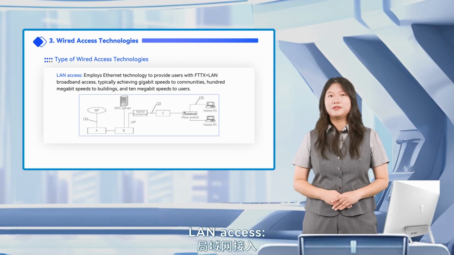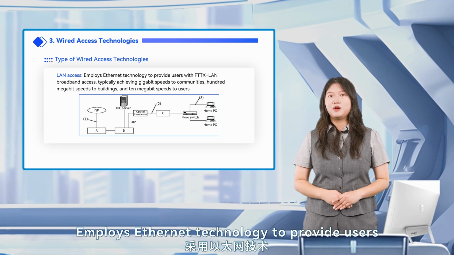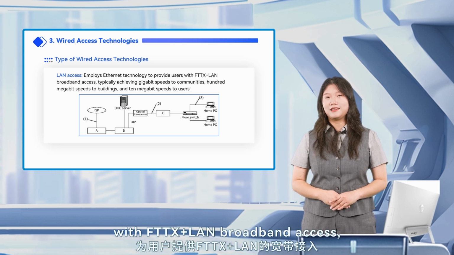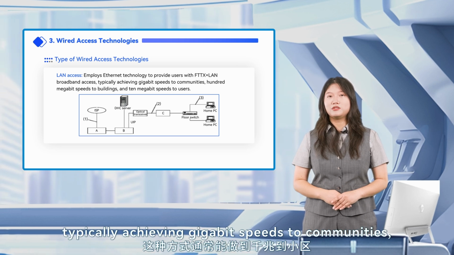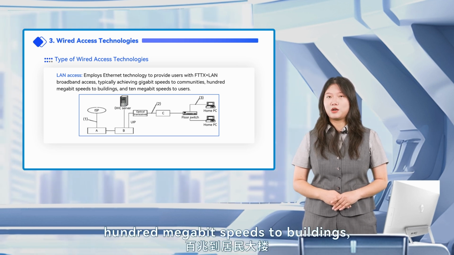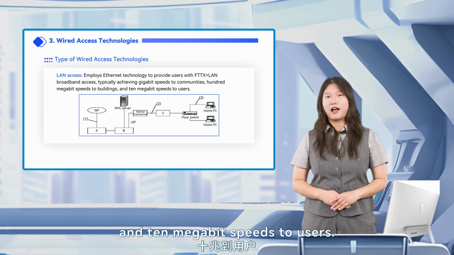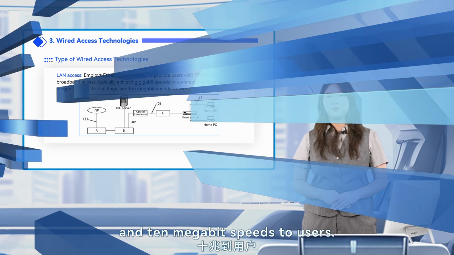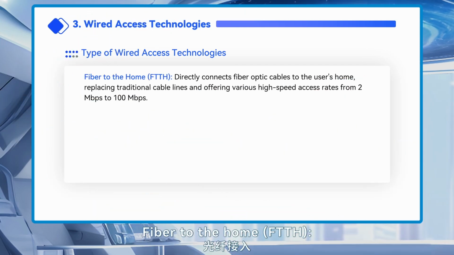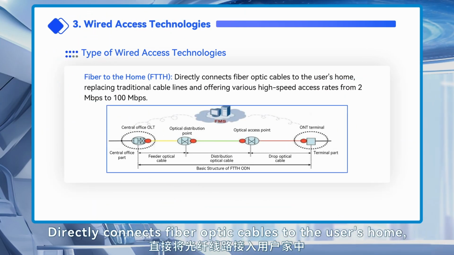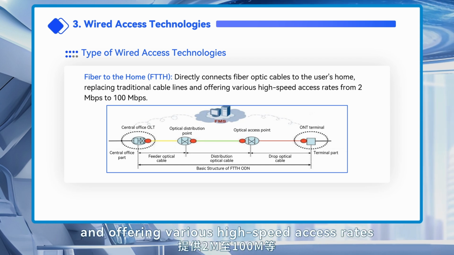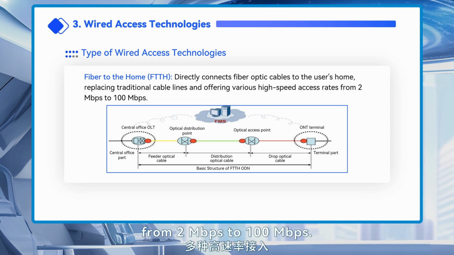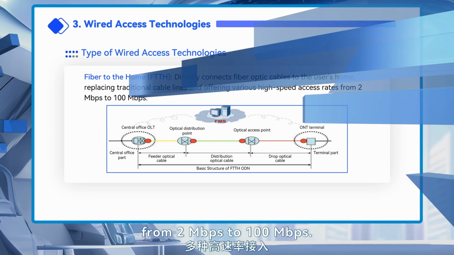Local area network access employs Ethernet technology to provide users with fiber to the X plus local area network broadband access, typically achieving gigabit speeds to communities, 100 megabit speeds to buildings, and 10 megabit speeds to users. Fiber to the home directly connects fiber optic cables to the user's home, replacing traditional cable lines and offering various high-speed access rates from 2 megabits per second to 100 megabits per second.